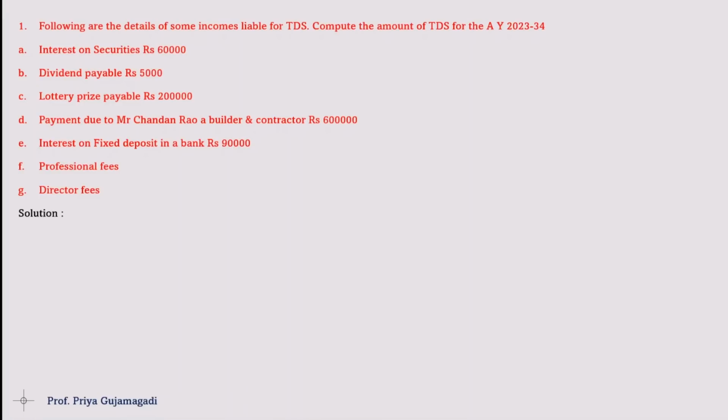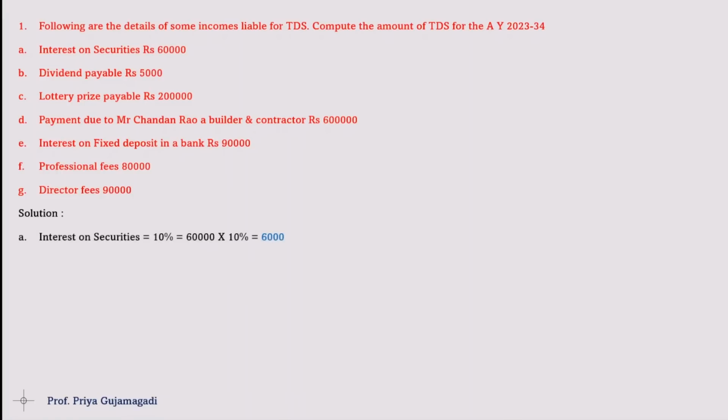Payment due to Mr. Chandan Rao, a builder and contractor, rupees 6 lakh. So Mr. Chandan Rao is an individual. So for him, the rate of TDS applicable is 1%. Interest on fixed deposit in a bank, rupees 90,000. So as we have seen, interest on fixed deposit TDS applicable is 10%. Professional fees and director fees are rupees 80,000 and 90,000 respectively. So let us see the solution part now.